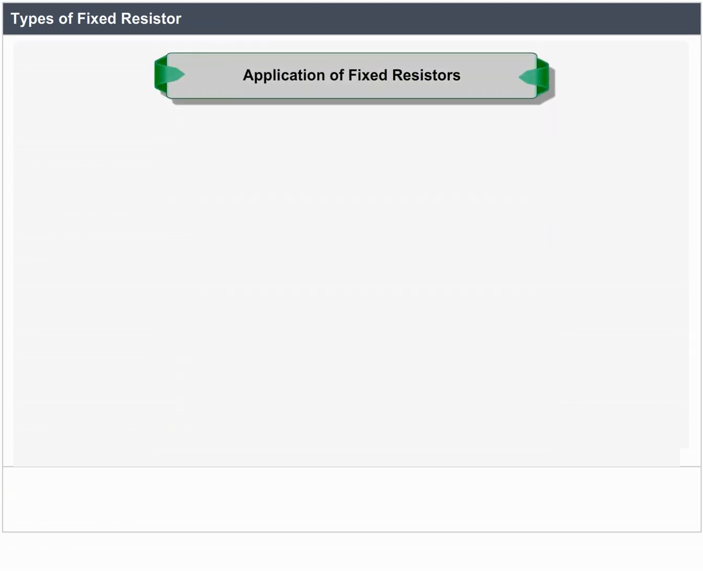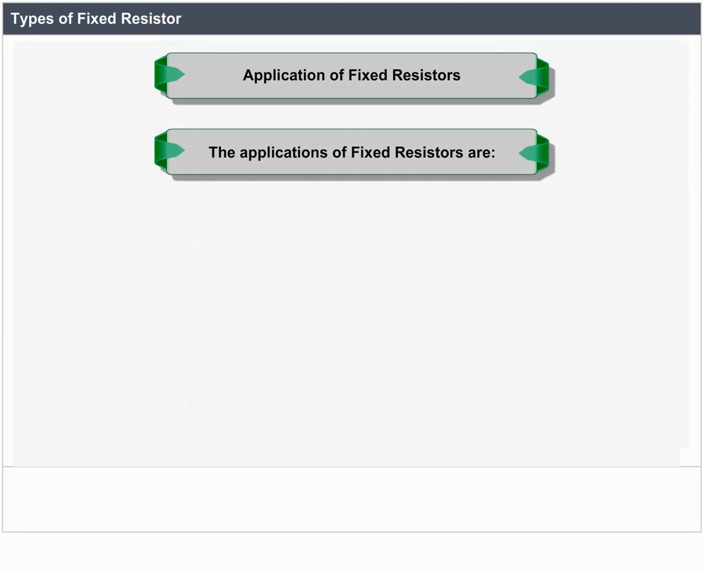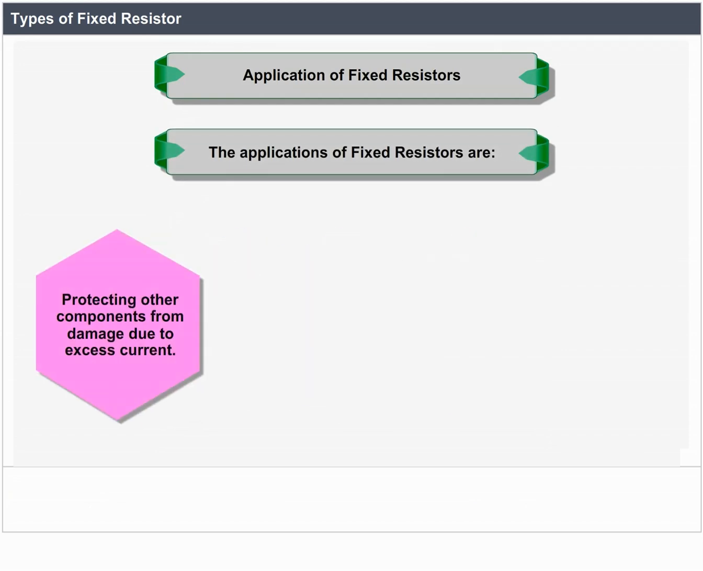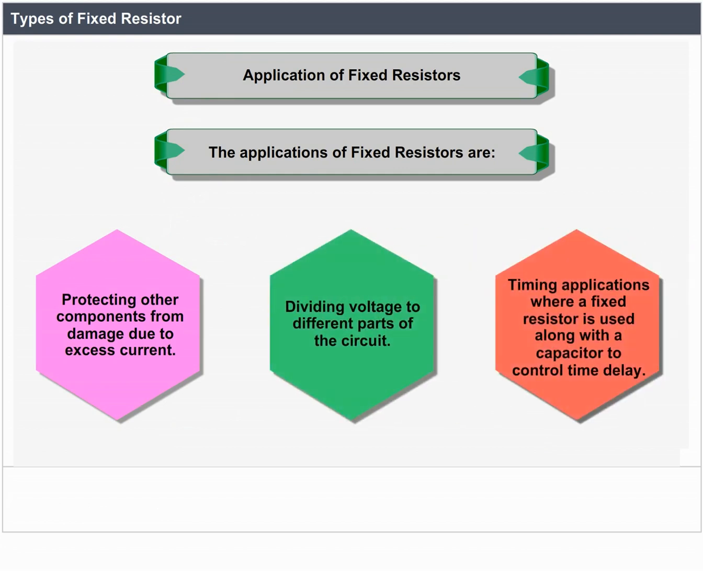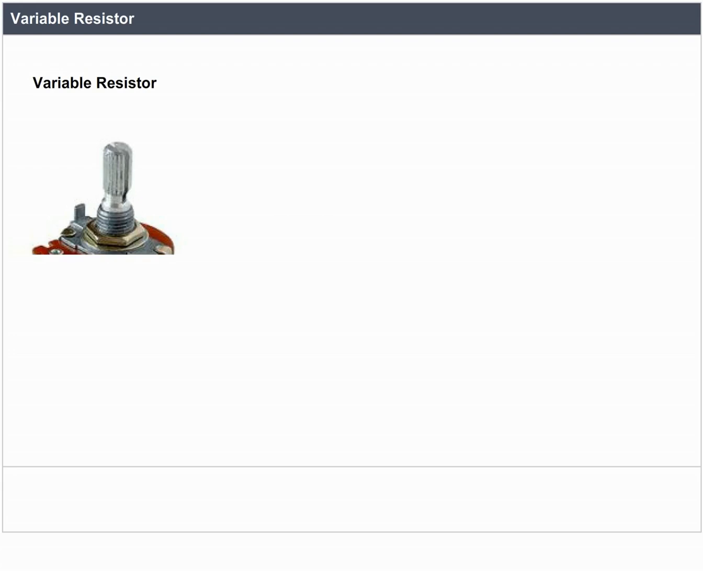Application of fixed resistors. The application of the fixed resistors are protecting other components from damage due to excess current, dividing voltage to different parts of the circuit, timing applications where a fixed resistor is used along with a capacitor to control time delay. Variable resistor.